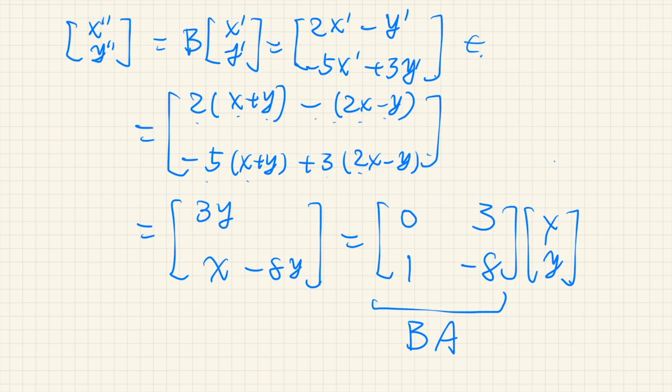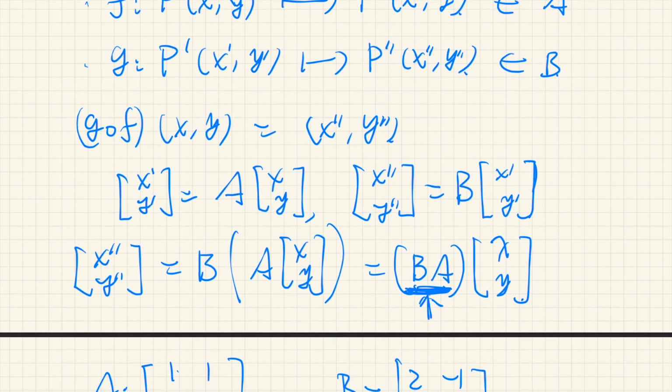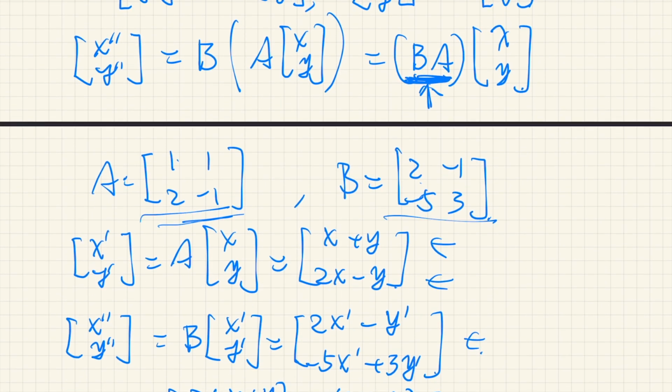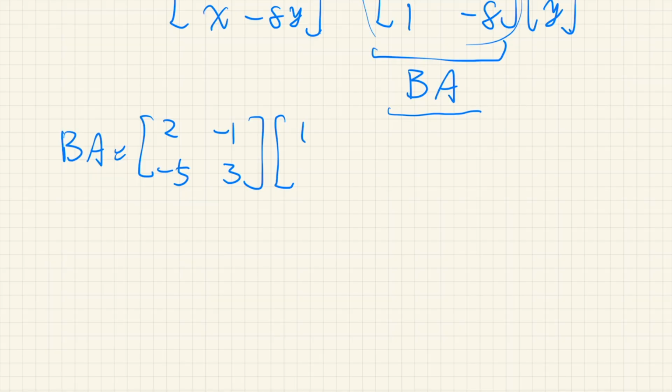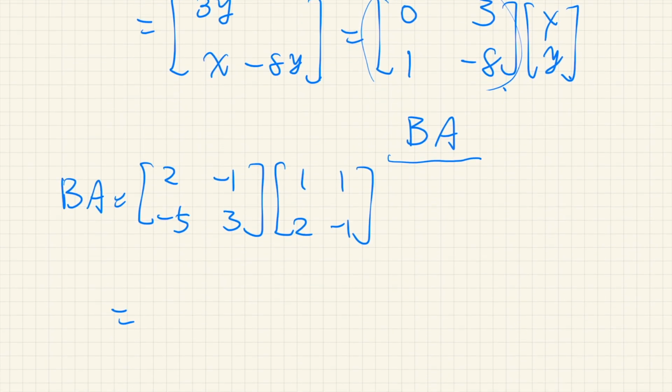So whatever the values of x and y are, we always have matrix product BA as this one if the matrices A and B are this and this respectively. So B times A is equal to 2, -1, -5, 3 times 1, 1, 2, -1 is equal to this matrix. So how do we get that?